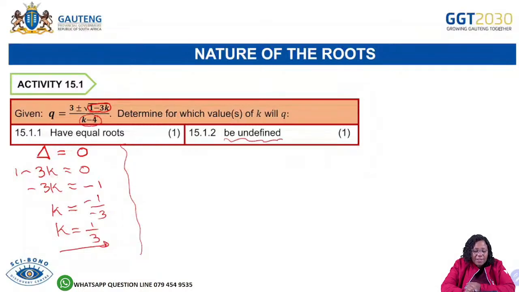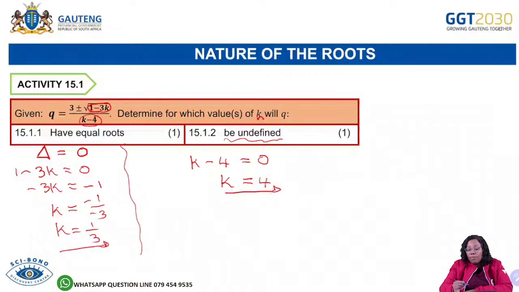We are determining for which values of k this expression will be undefined. It's when k minus 4 is equal to 0 that it will make this undefined. Therefore, when the k value is equal to 4, this expression will be undefined.